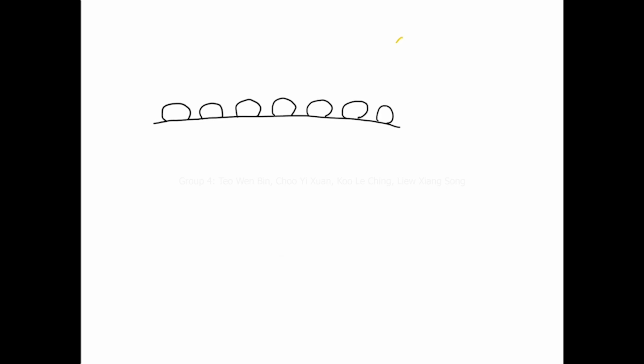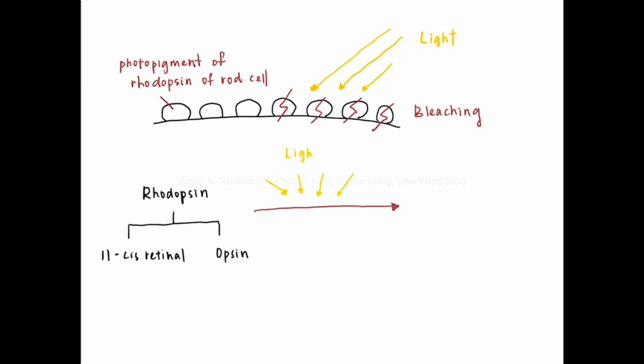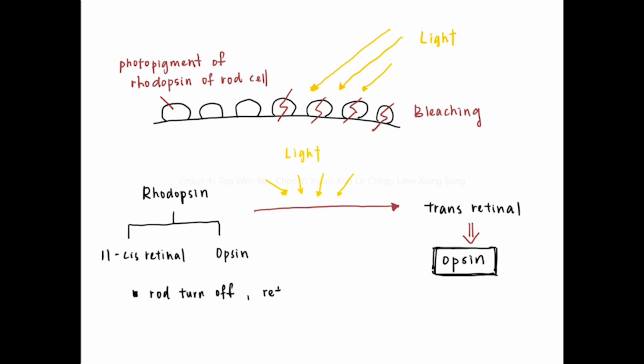Then, when the light goes in, it will hit the photopigment and cause bleaching of the rhodopsin of the rod cells. First, the cis-retinal is tightly bound with the opsin protein to make rhodopsin. When light hits it, cis-retinal will be converted to transretinal and the opsin will be released. This will cause the rod to turn off. When the rod turns off, retinal sensitivity decreases, while the cone turns on and visual acuity increases.